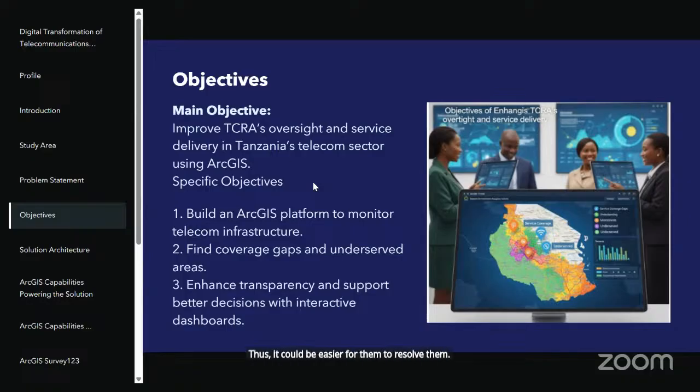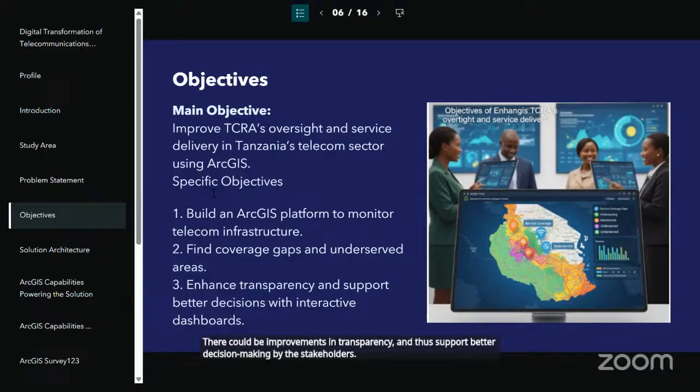And the third objective was to enhance transparency and support. And this could be helped through the use of interactive dashboards, whereby there could be improvement in transparency and thus support better decision making by the stakeholders.